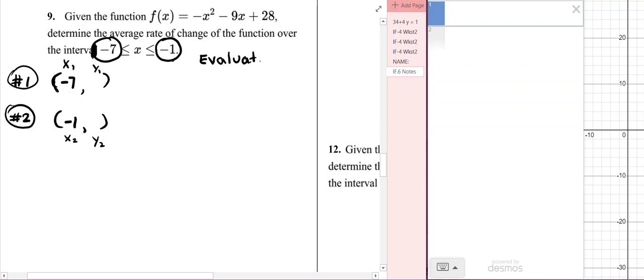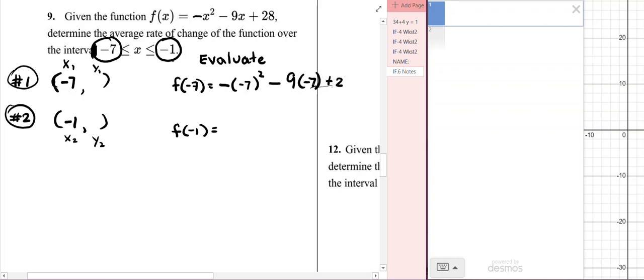We need to find f of negative 7, and we also need to find f of negative 1. Everywhere we see an x, we're going to plug in a negative 7. It starts off with a negative sign, then x squared, so that's where the negative 7 is going to go, and then minus 9 times negative 7 plus 28.